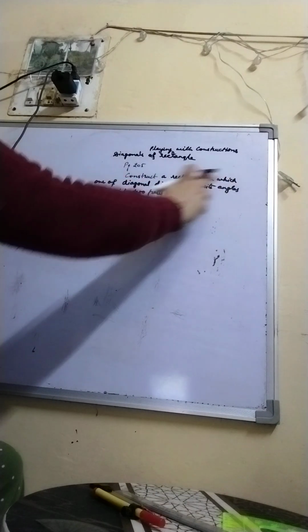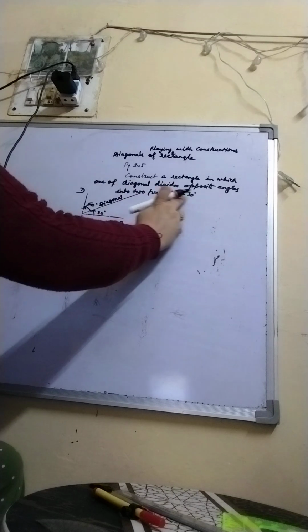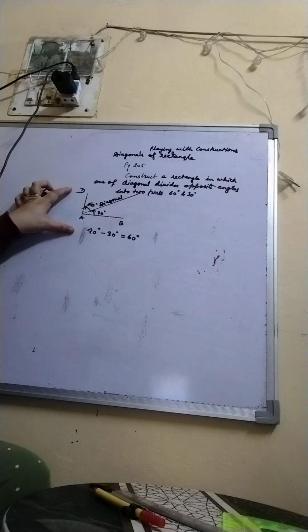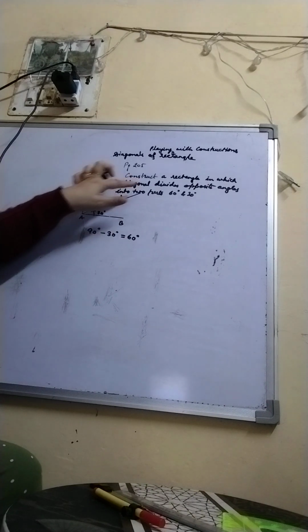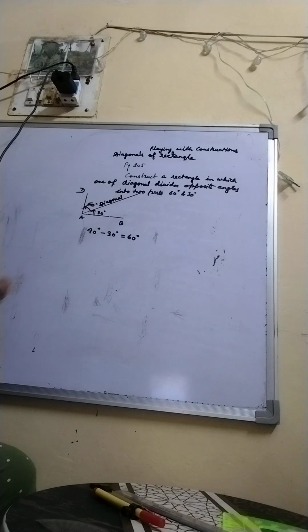So what was your purpose? That one of the diagonals divides opposite angles into two parts of 60° and 30°. This is a rough diagram. This is not a fair diagram. Only the angle I have marked correctly, about 30°. Now we will start the construction.